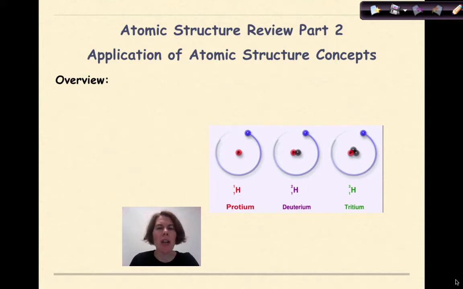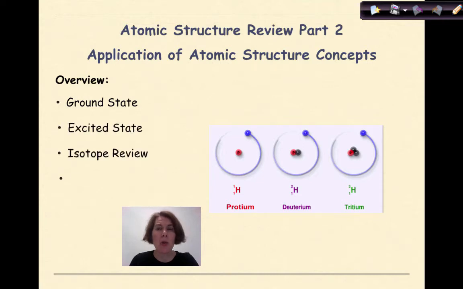Today we're going to be talking about how we apply concepts of atomic structure to different scenarios. So taking what we learned in the first part of review and applying it to this part. Specifically, we're going to look at the concepts of ground state, excited state, isotope review, how to calculate average atomic mass, and a little bit of practice at the end.